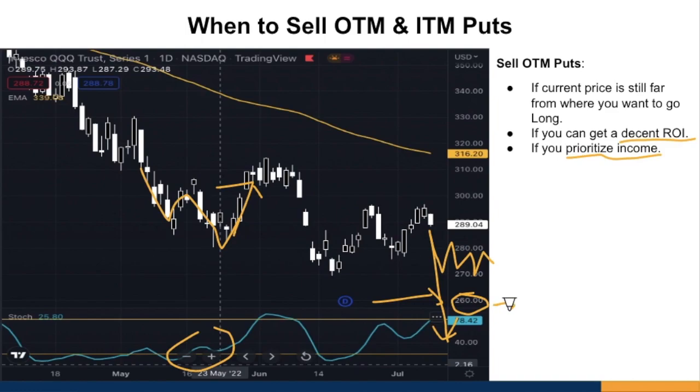You can sell another 260 put option here, and if it goes sideways again, goes back up, and hasn't filled again, then at this point of time when it expires, you can choose again to sell another put option, right? So this is very much for income.